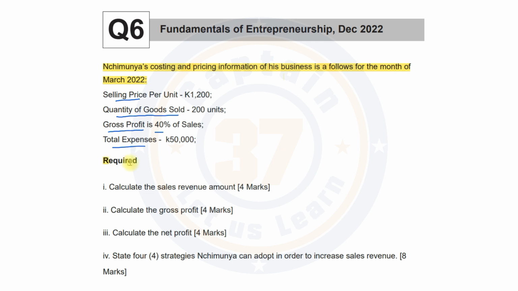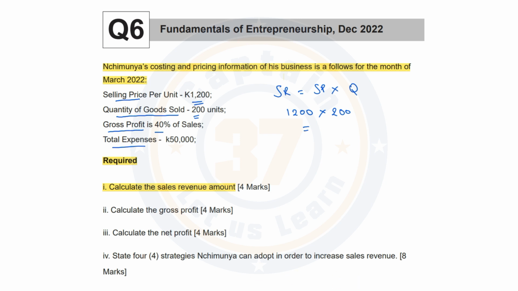We are now required to, number 1, calculate the sales revenue amount. And how do you calculate the sales revenue? The sales revenue is calculated by the selling price multiplied by the quantity. And so the selling price, we've been told that the selling price per unit is 1,200. And the quantities, we've been told it's 200. And therefore, what's going to be the sales revenue is 1,200 multiplied by 200.